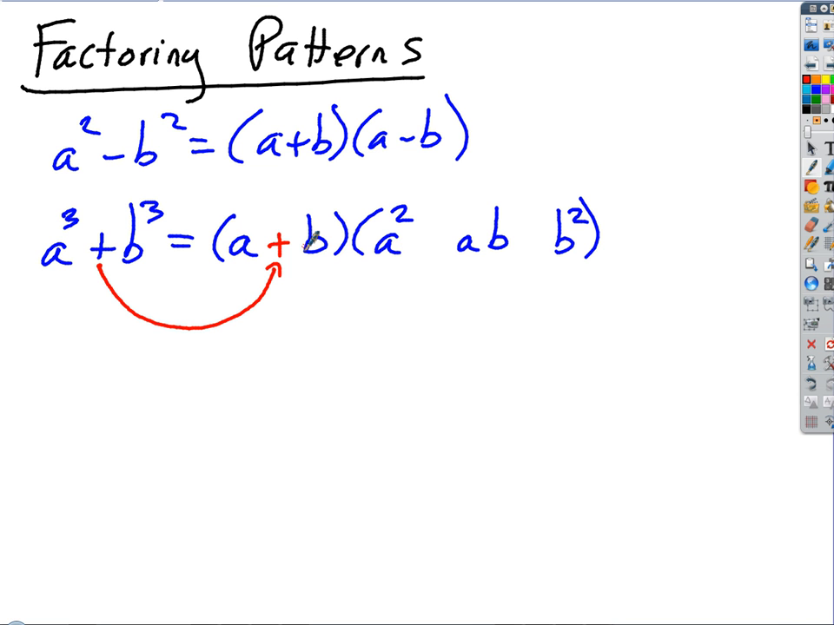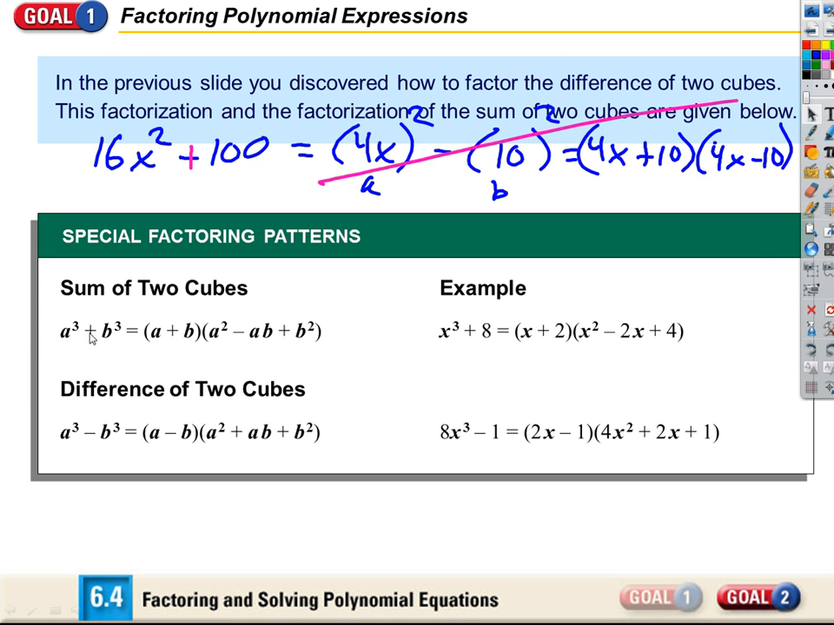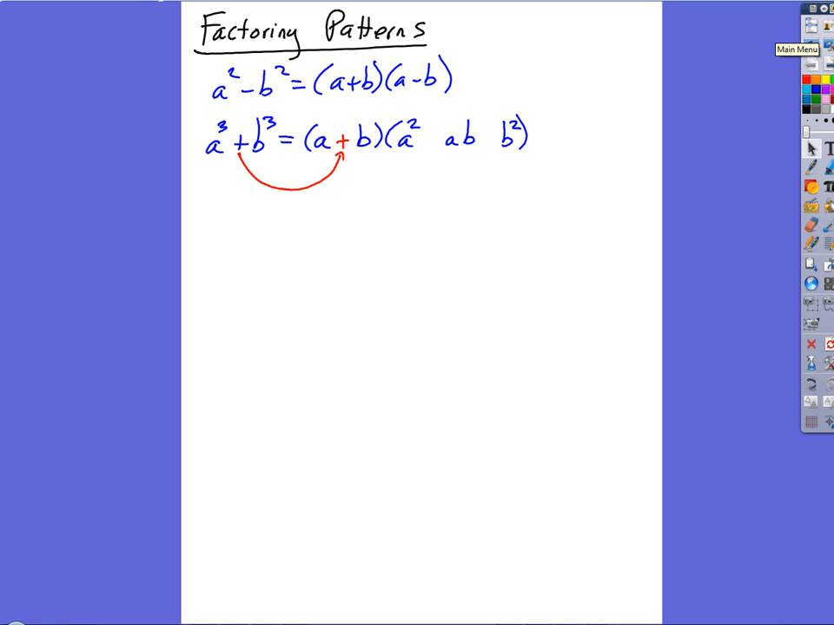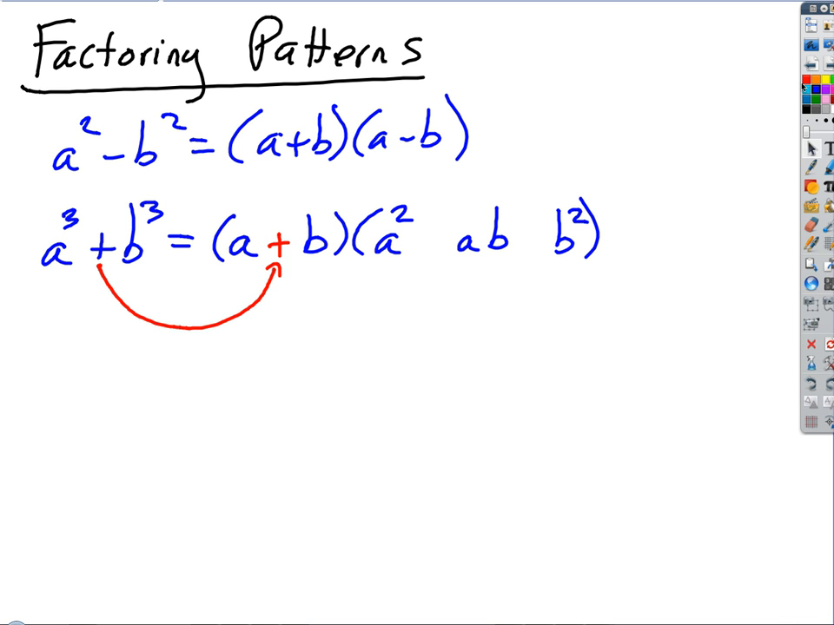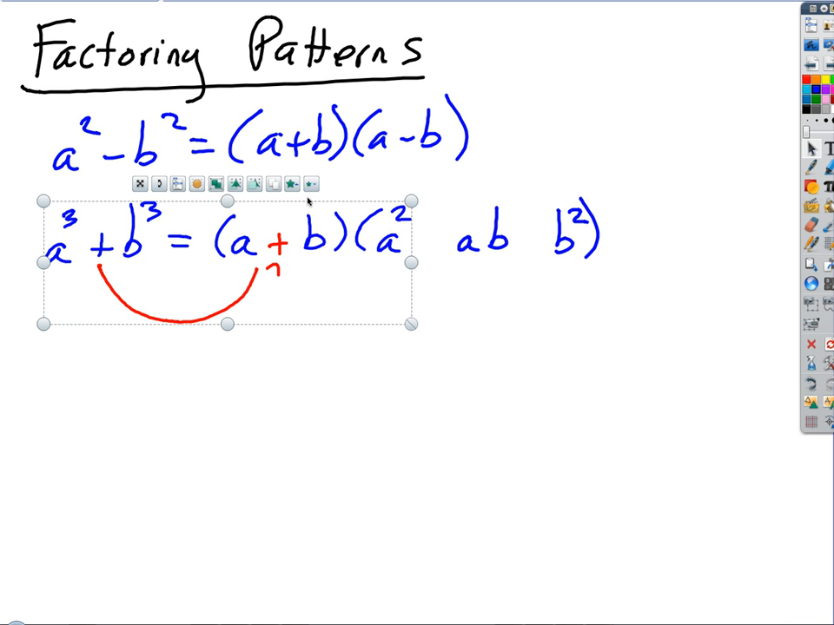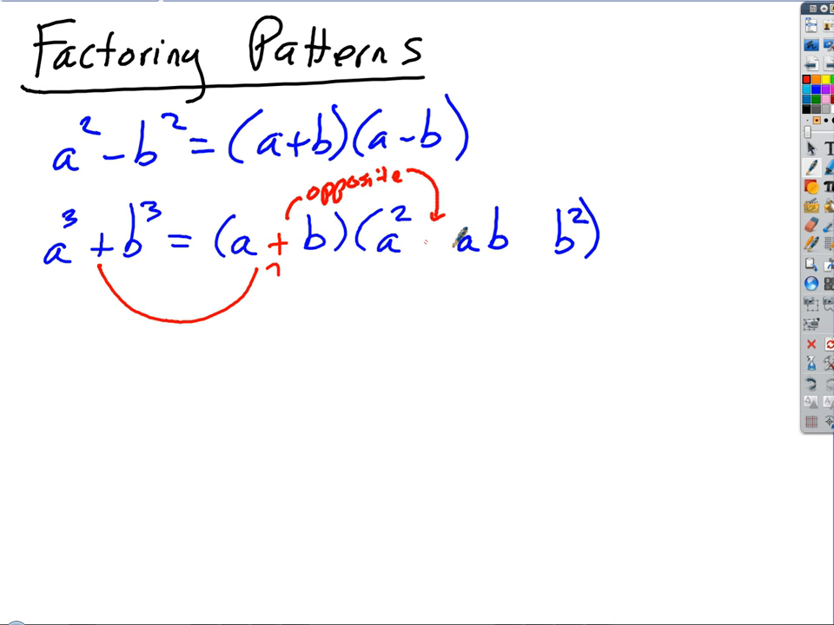So the first plus sign matches up with the first plus sign. Then whatever this one is, we're going to do the opposite, and that's going to be a minus. And then the third one is always plus.